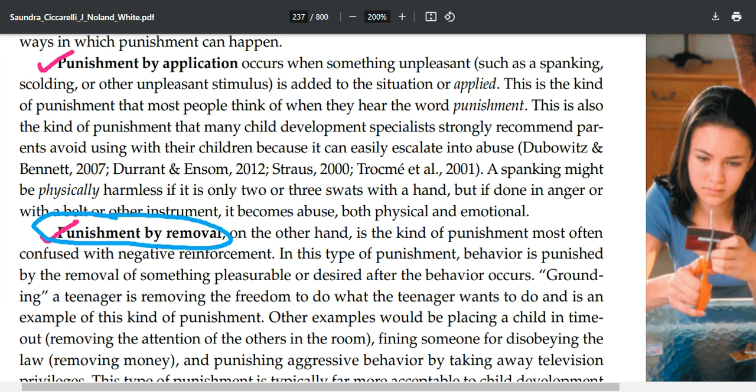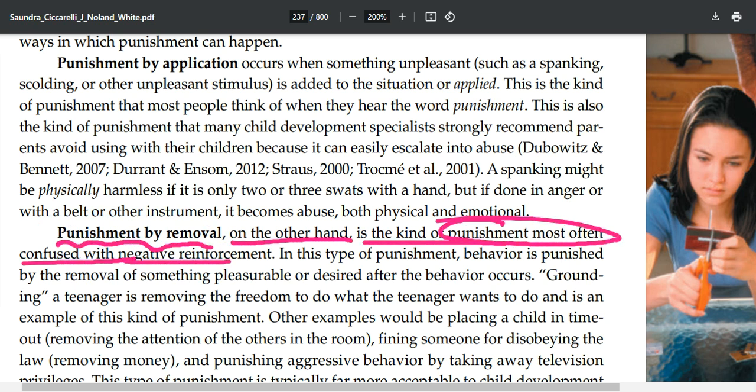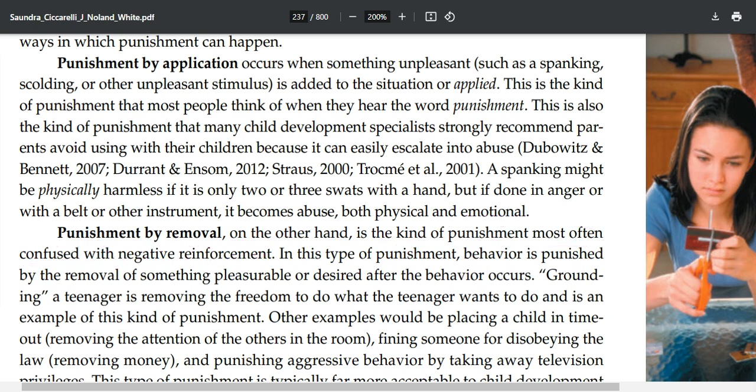If you read, you will get to know why the answer is what it is, how the answer comes about, and what is happening over here. Okay. So what is punishment by removal? On the other hand, it is the kind of punishment most often confused with negative reinforcement. See, what I was just telling you, that you don't know, they have mentioned here as well. Okay, in this type of punishment, behavior is punished by the removal of something pleasurable.